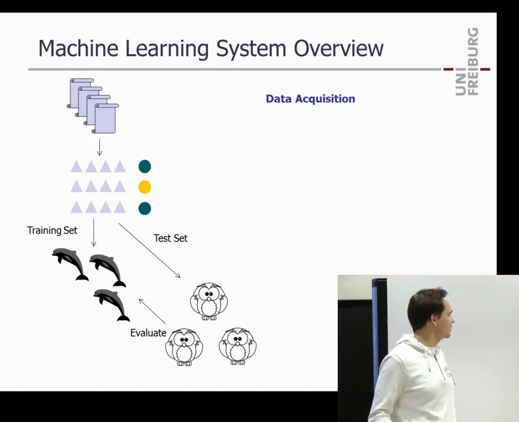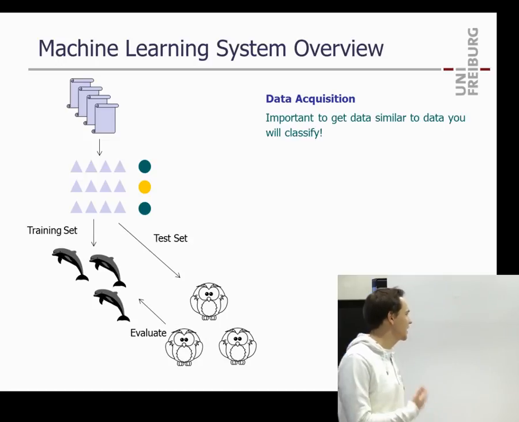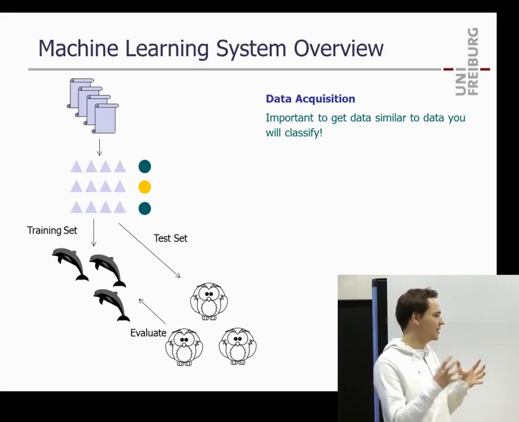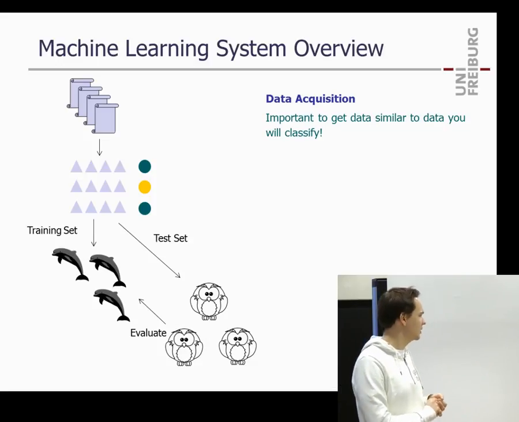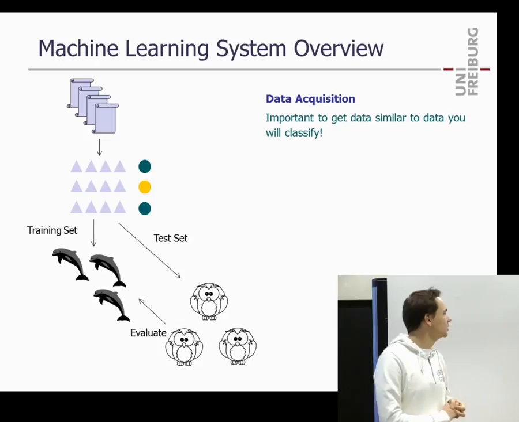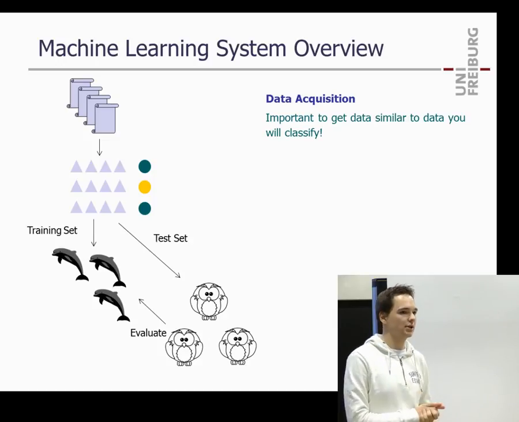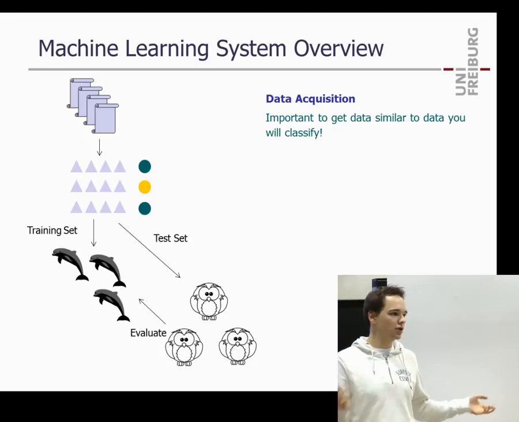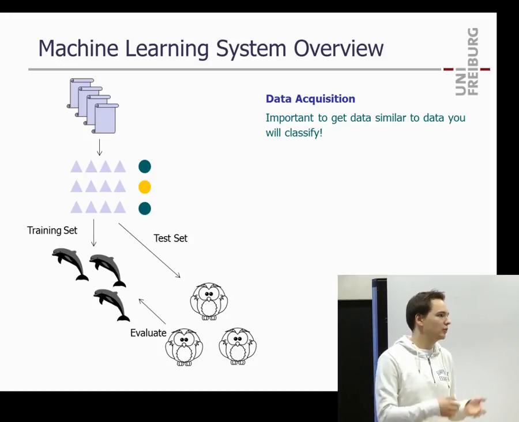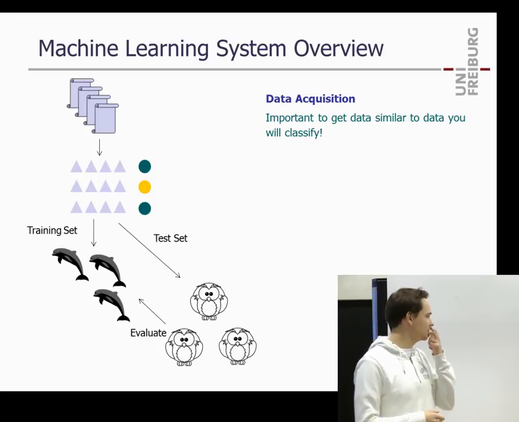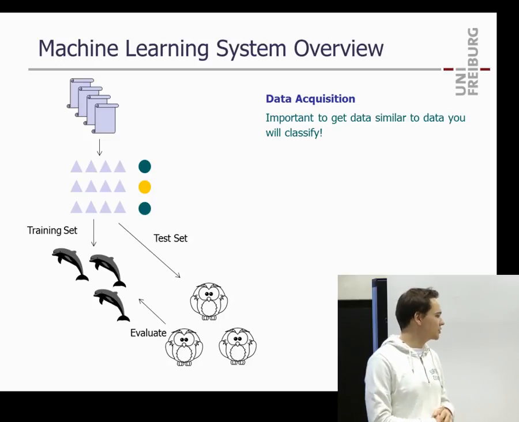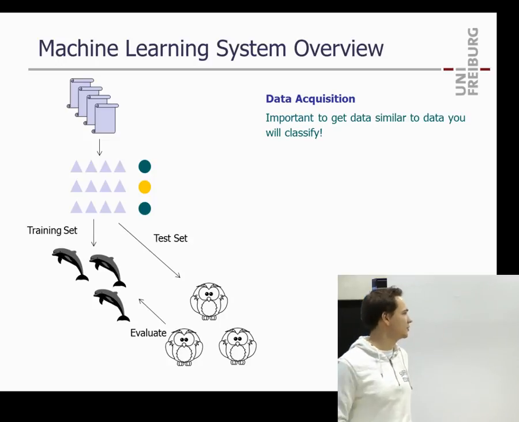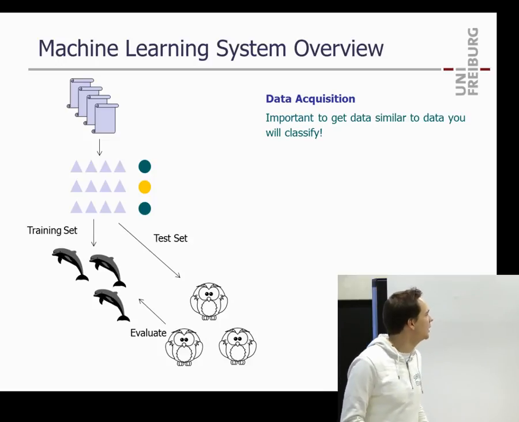You always start with some data acquisition. So you first have to get some data, for example text where you have the person names already pre-classified. And it's important to get data similar to the data you will classify. If you have English text and later you use your classifier on German text, it will probably not work. And also more subtle things, like you train it on reports about sports persons, and later you want to try it on politicians. Maybe there's some difference and it will not work as well as you thought.